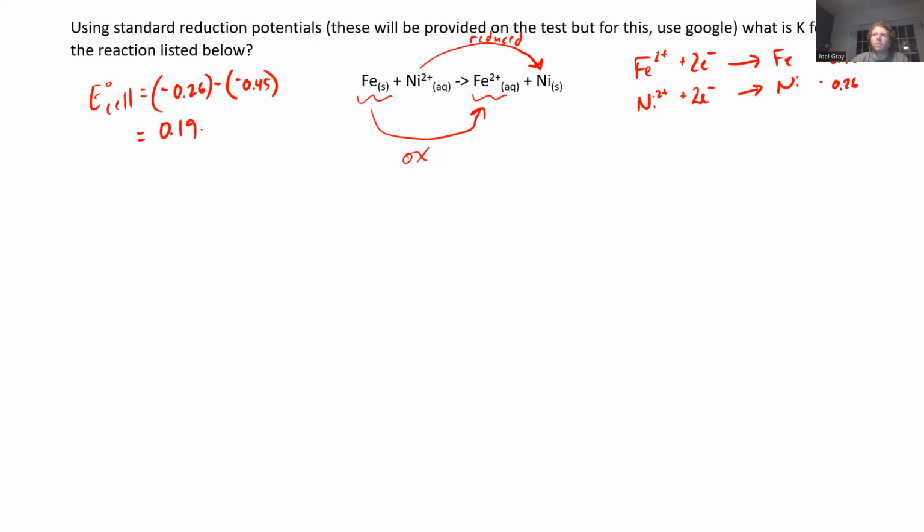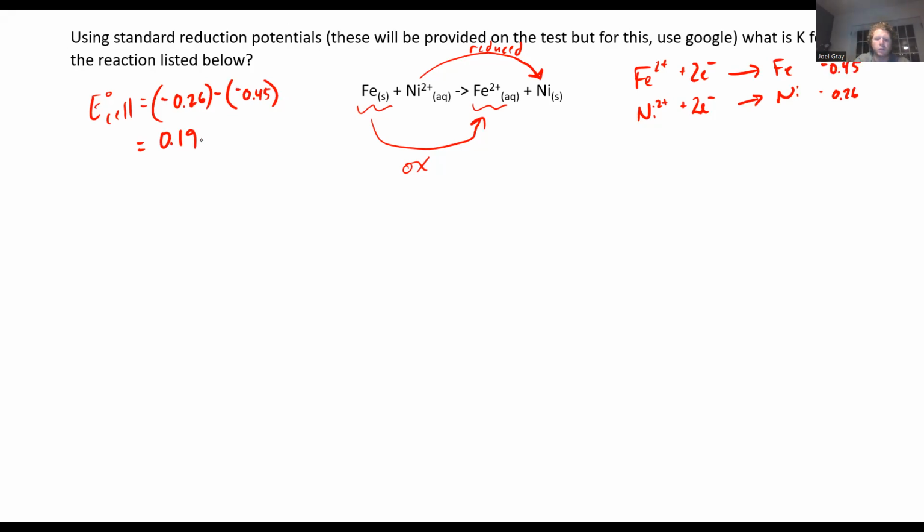Okay, now what we want to figure out for this is the relationship between E naught cell and any sort of equilibrium constant. What we can do is look at the relationship between this equation and our log of K.